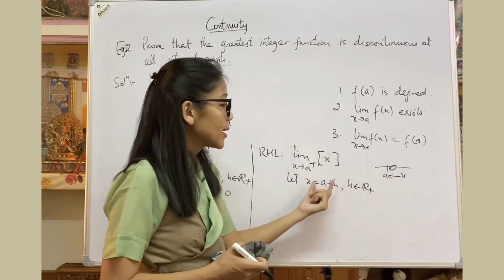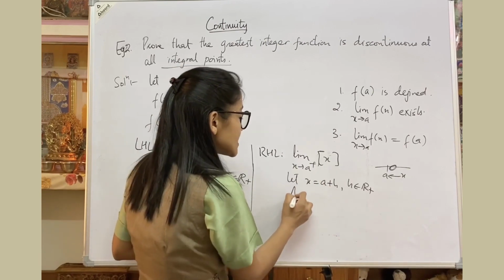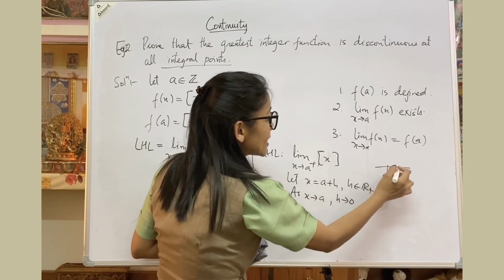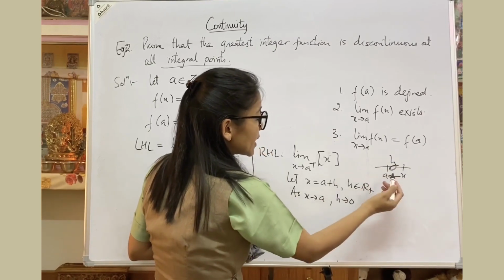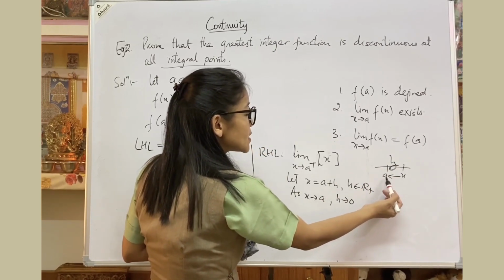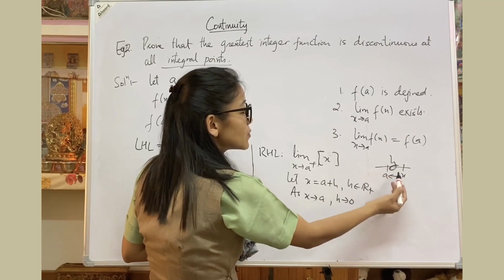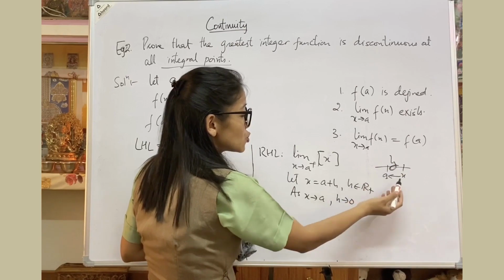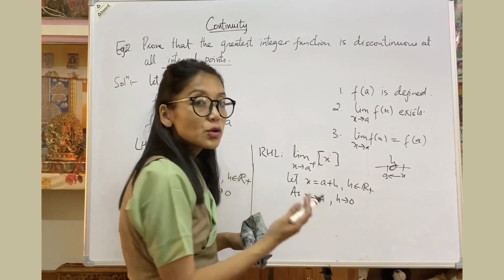Just to show that I'm making this substitution: as x tends to a, h tends to 0. h is the length of the interval between them. So as x moves towards a, h will decrease, the length of the interval. At most x can reach a, and by that time h will be 0.